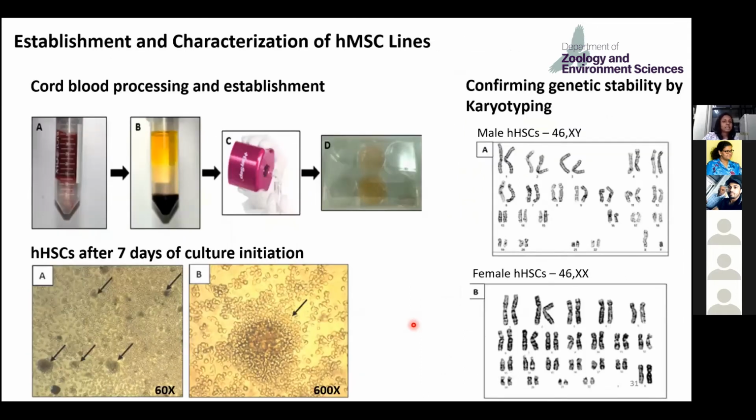So, establishment and characterization of mesenchymal stem cell lines. The cord blood was extracted from the cord, which we collected from the arteries and veins. And then we did a magnetic bead selection method to select only the CD34 cells, where these magnetic beads carry CD34 markers. So they get attached to the cells in the blood, and then they are extracted using this magnet shown in the slide. So this is what we observed after day 7 in culture, after culture initiation.